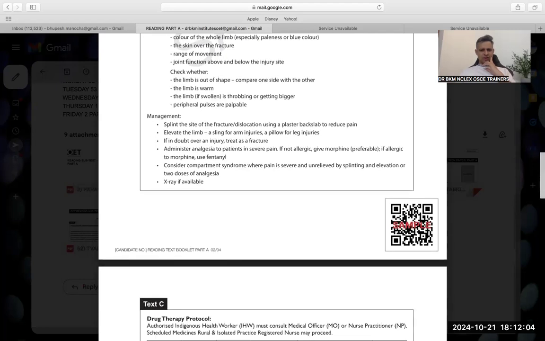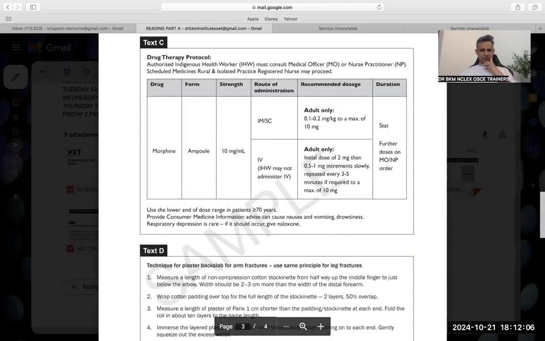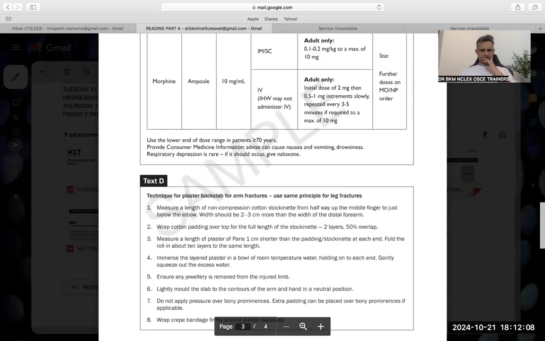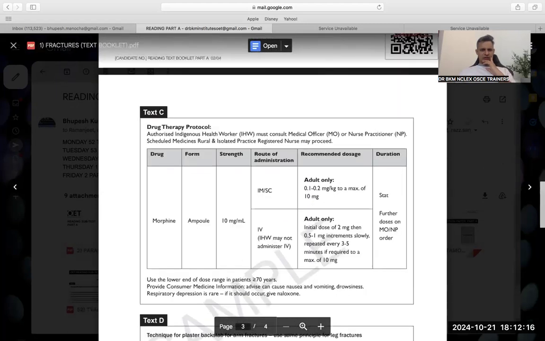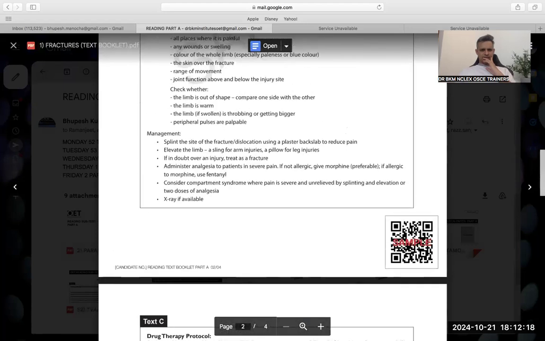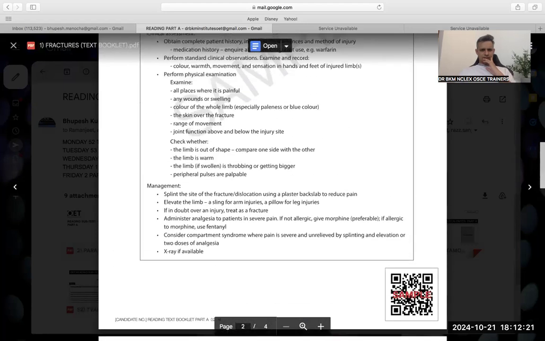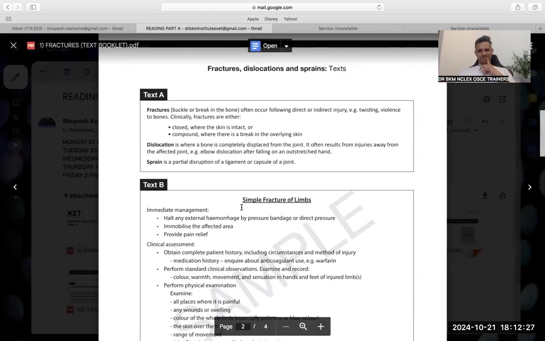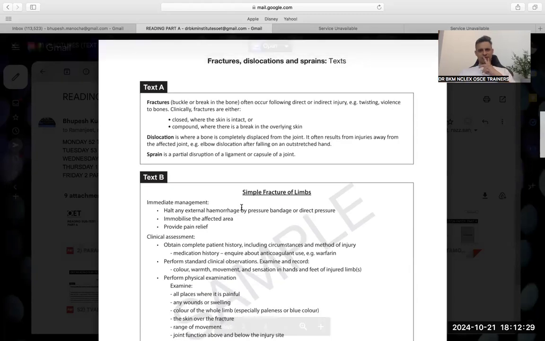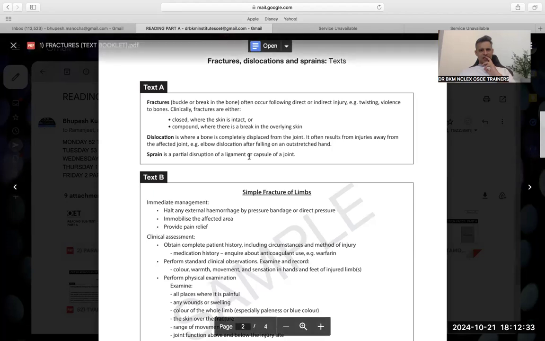Sixth question, where should it be? Yeah, so I will choose A because I cannot find the word injury in the D part or anywhere else. So I will choose A. If in doubt over an injury, treat as a fracture. So it can be B as well. Only at two points the word injury is given. It often results from injuries, outstretched hands.